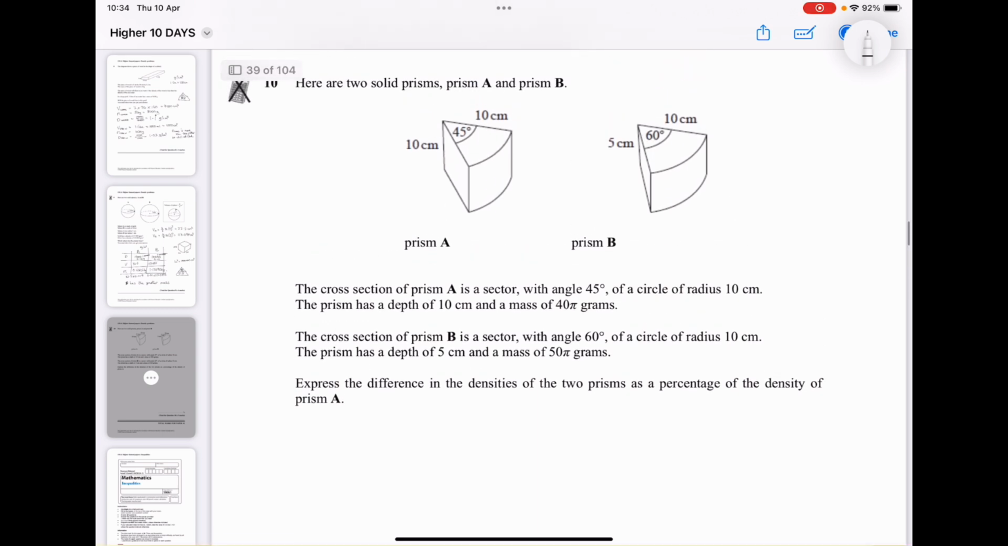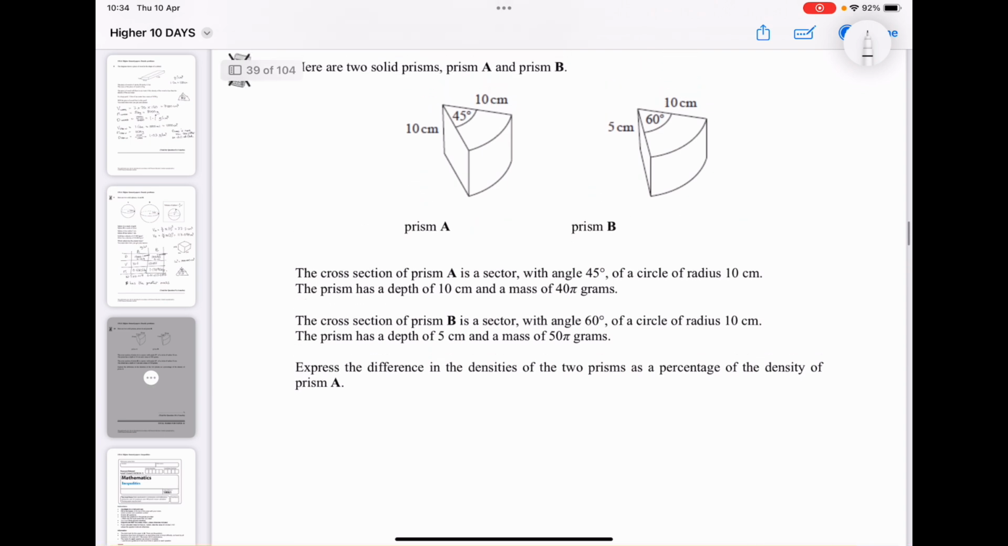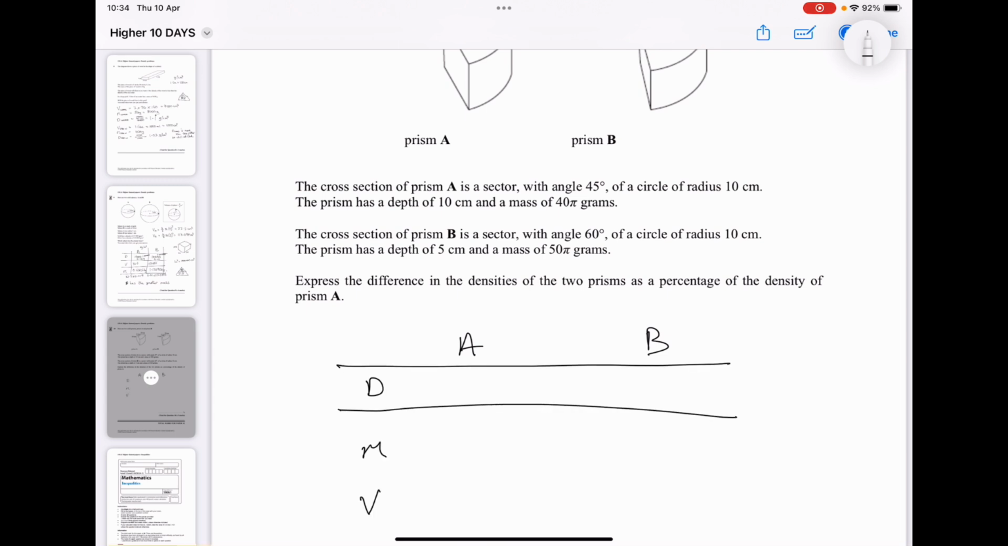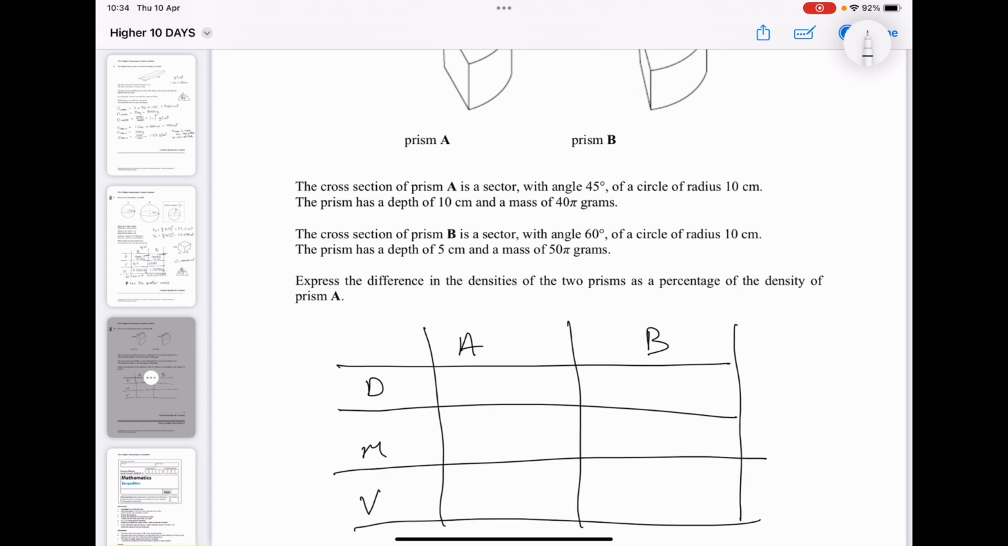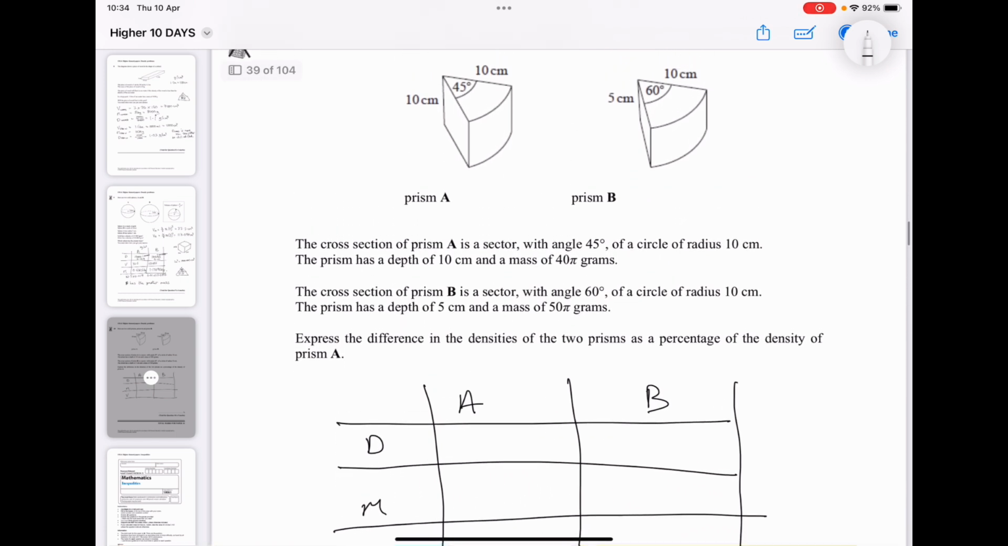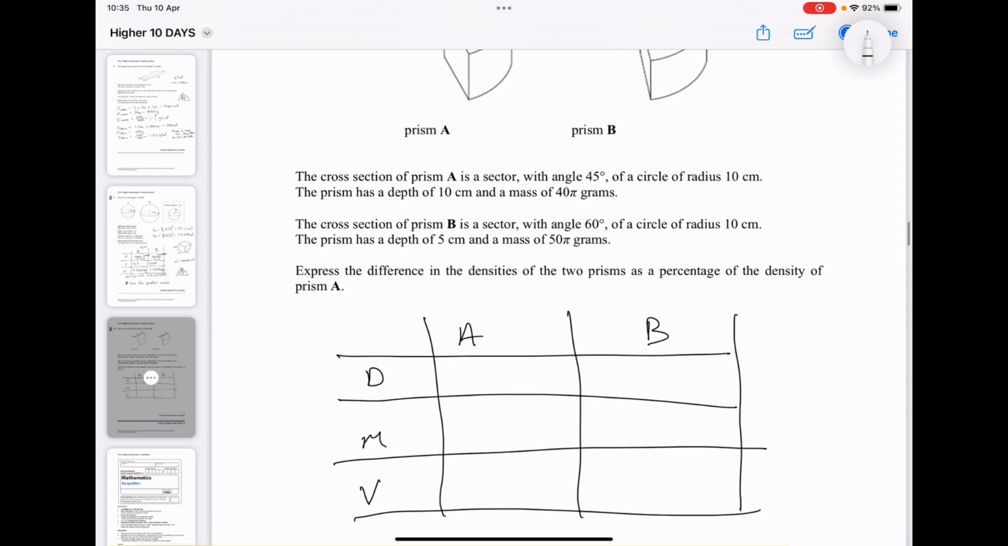Okay, so that's going to be an interesting one to do at the end, getting the right calculation. So I've got A, B, I've got density, mass and volume. First of all, the cross-section is a sector, so I'm going to need to find the volume of that. A has a mass of 40 pi, let's get that out of the way, and B has a mass of 50 pi.